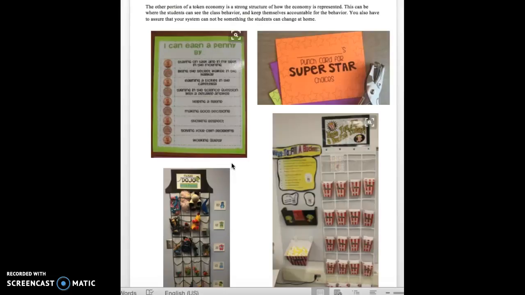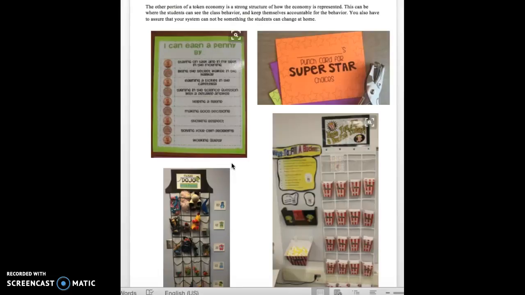This reward can be anything. This can be having lunch with a teacher. This can be 5 minutes of computer time during independent reading. This can be having your friend sit next to you throughout class. Just different things that maybe they will get to decide, and they will give you options of what they want to earn rewards for. So for that, I can earn a penny by.